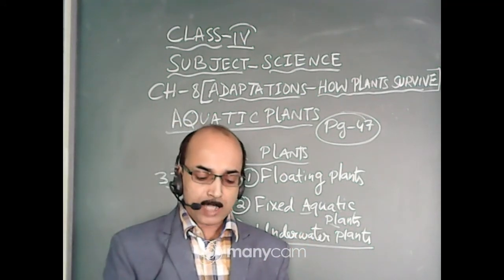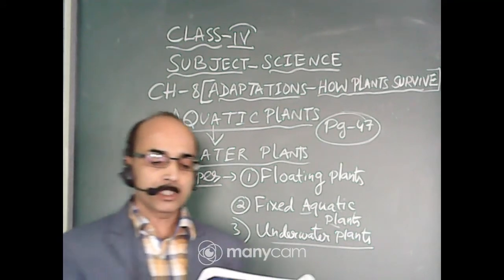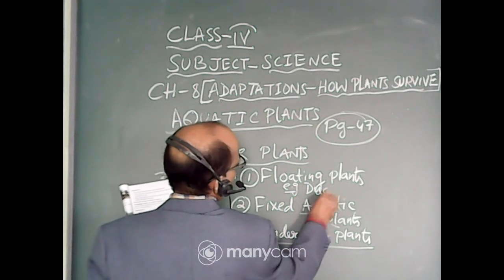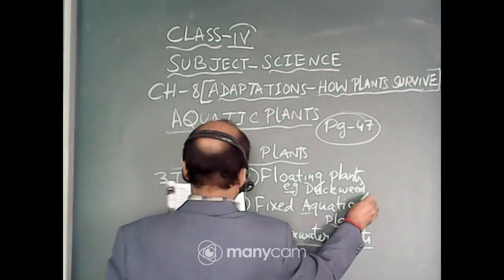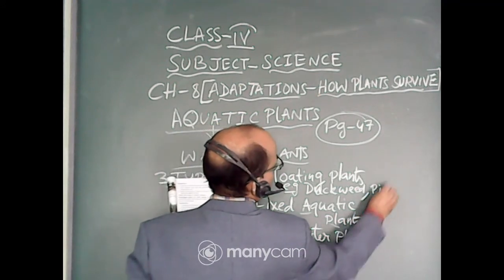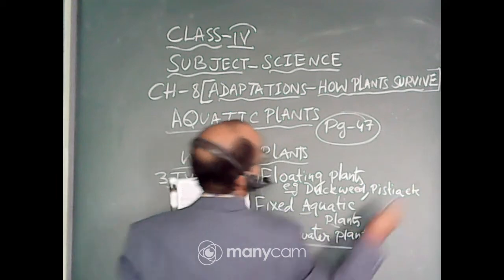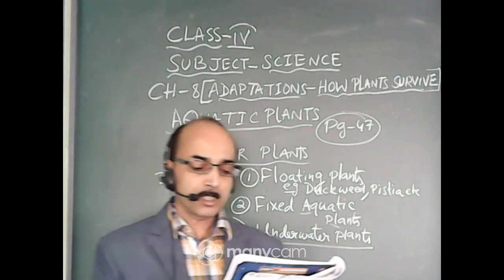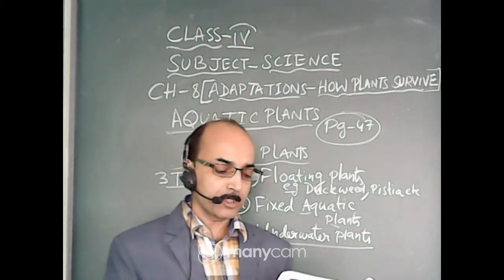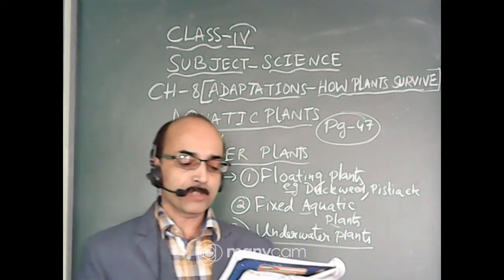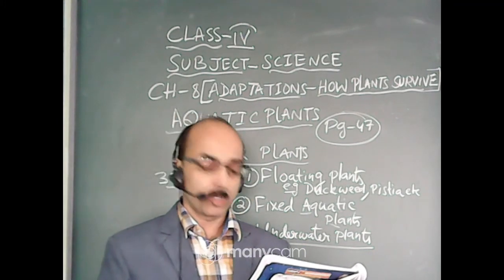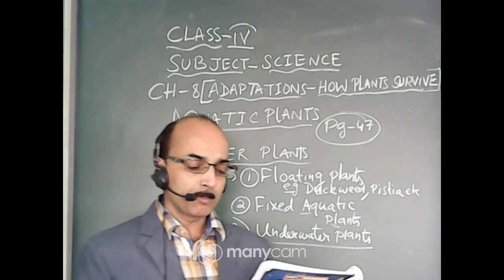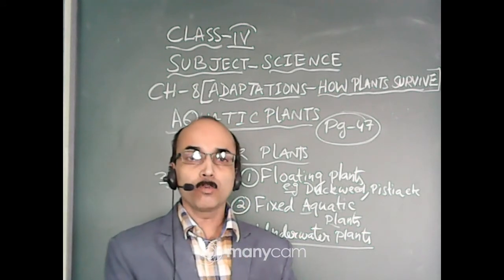What are floating plants? Some plants like water hyacinth, Wolffia, Pistia, and duckweed. I can write the examples: duckweed, Pistia, etc. They float on water. How are these adapted? Number one, some plants are of small size and have light and spongy bodies. Number two, stems are reduced and roots are not well developed. And number three, leaves have a thin waxy coating.